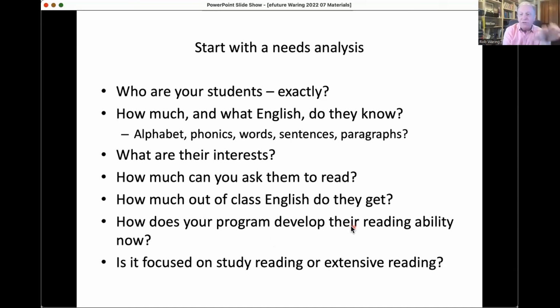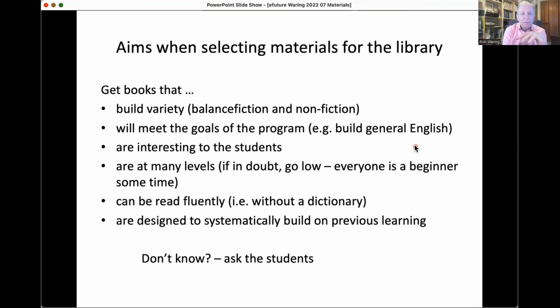And you need to think about the reading program that you have now. Does your current reading program develop their reading ability now? I'm talking about fluency. Is your current program focused on study reading or extensive reading? So you need to analyze, where are we now?